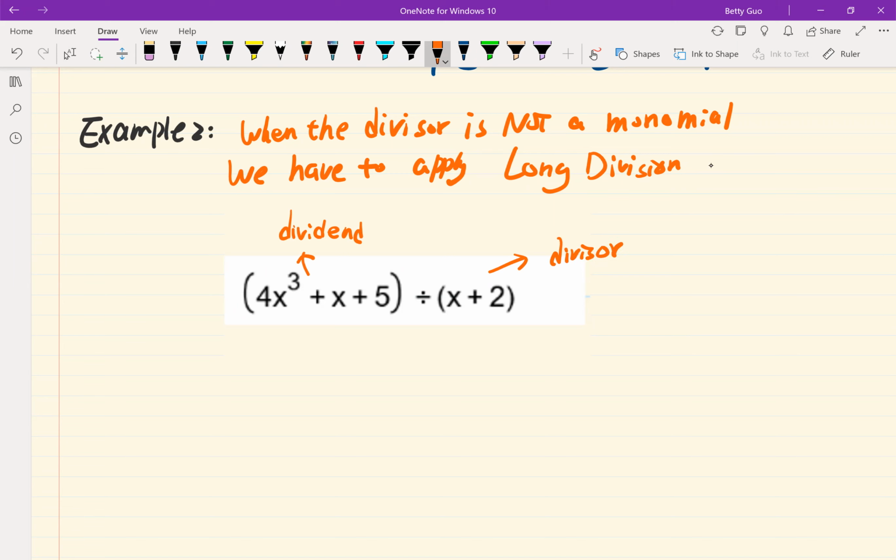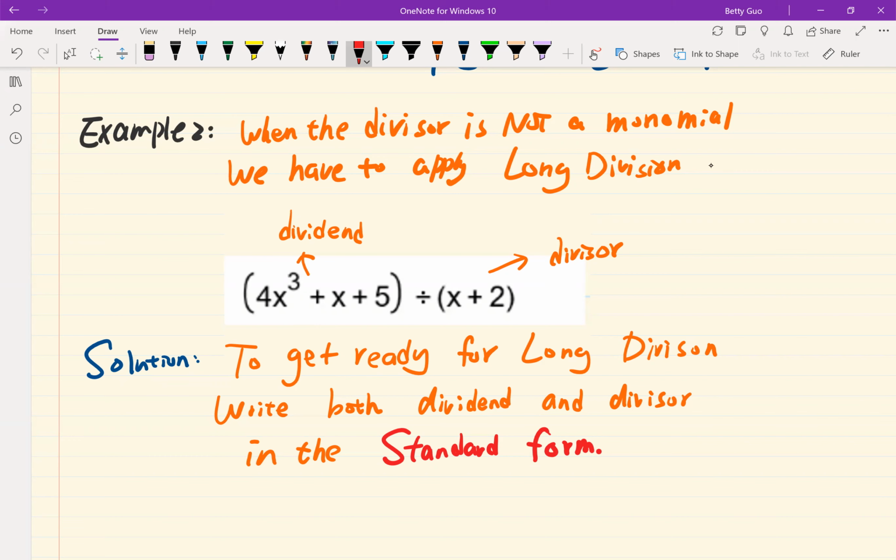Write both dividend and divisor in the standard form. Let me write this standard form in red. Standard form means it's important. A common mistake for people when they apply long division is they miss this step. They didn't write both dividend and divisor in the standard form, and then end up with a wrong answer. So super important.